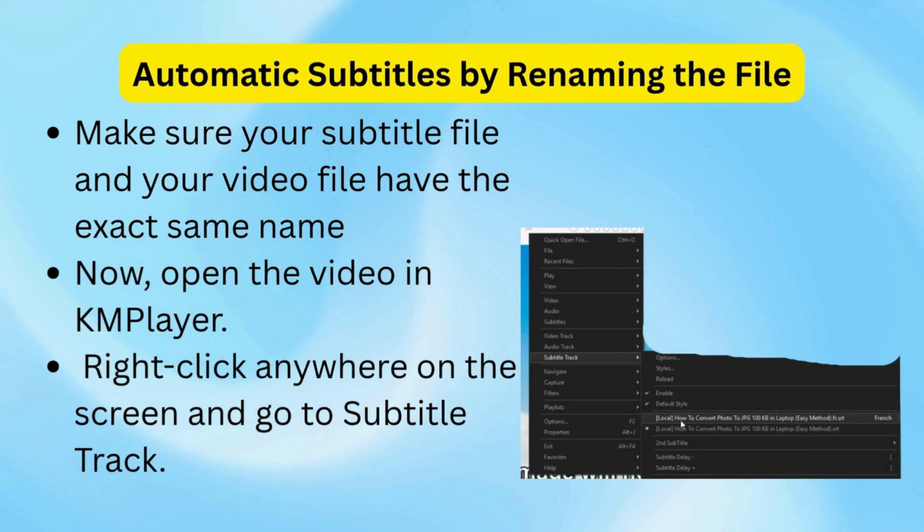Right click anywhere on the screen and go to subtitle track. You will see a list of available subtitle files. In my case, I have one in French, so I will select that, and as you can see, the subtitle appear instantly. That's super simple.